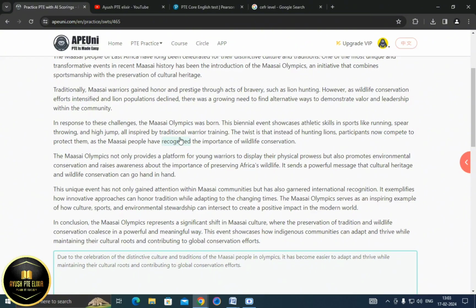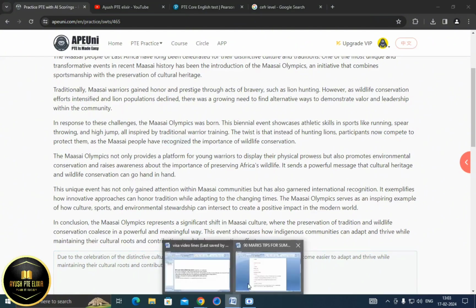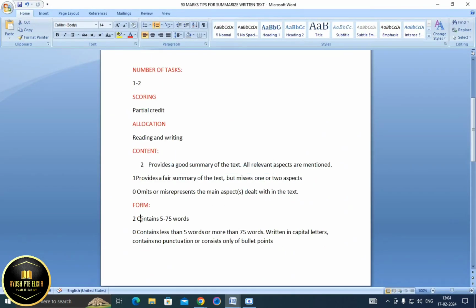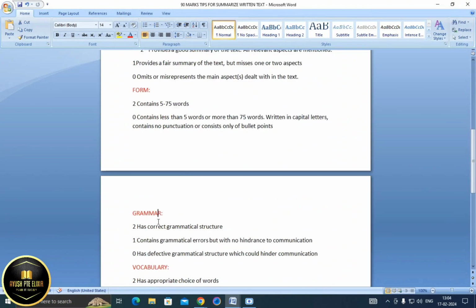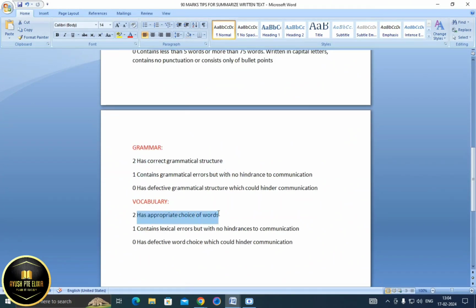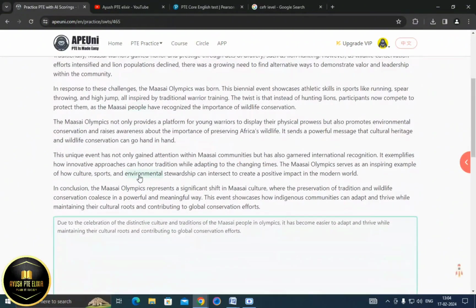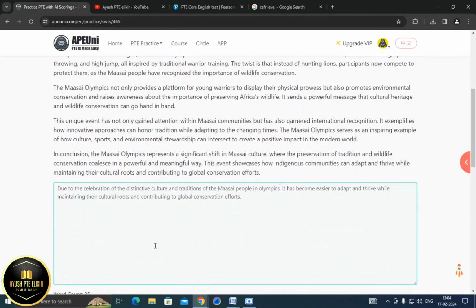If you're aiming for 79 plus or 90 score, then I definitely say you follow these guidelines at least. Try to stick to the proper summary of the text, containing these words, and grammar should be corrected first of all, and your vocabulary should have the appropriate choice of words. Like over here I can see cultural heritage and preservation were most importantly mentioned, right? So you have to focus on these important things for your summarized written text.